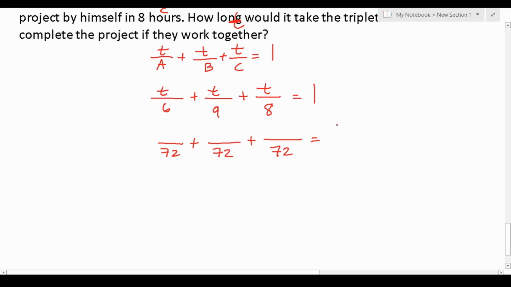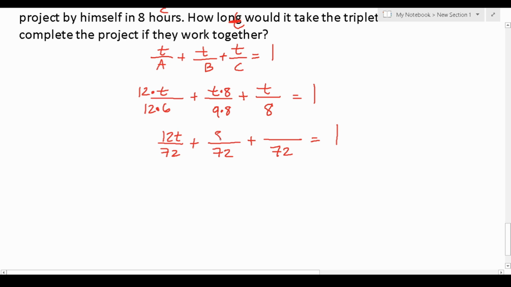So let's go ahead and get this one set up. 6 times 12 will give you 72. So in order to make 6 into 72, we're going to multiply that by 12 as well as its numerator by 12. This becomes 12 times 6, which is 72. 12 times T is 12T. To make 9 into 72, we have to multiply it by 8. So we're going to multiply 9 by 8 as well as its numerator. 9 times 8 is 72.